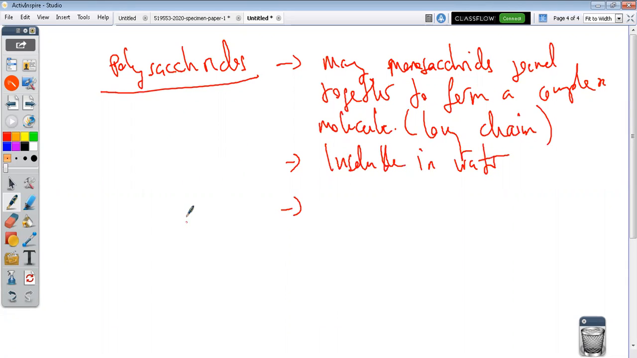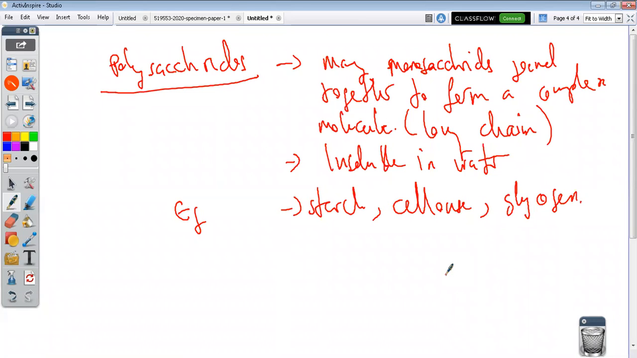Insoluble in water. What are the examples? These ones are easy. We have starch. It's insoluble, yes. What else? Cellulose, for your cell walls. Cellulose, glycogen. Remember, in the liver, glycogen. Clear. So sources: mainly bread, potatoes, pasta. Cellulose in plant cell walls. Clear?